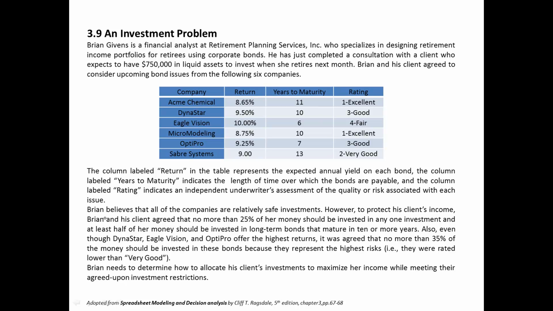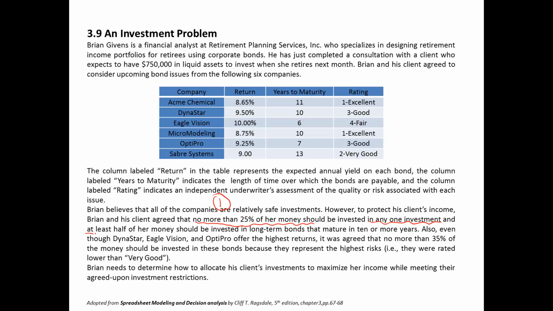Now, this third paragraph gives us the main information about the restrictions. So first, Brian believes that all the companies are relatively safe investments. However, to protect his client's income, they decide that no more than 25% of money should be invested in any one investment. Okay, so that's a restriction, the first restriction.